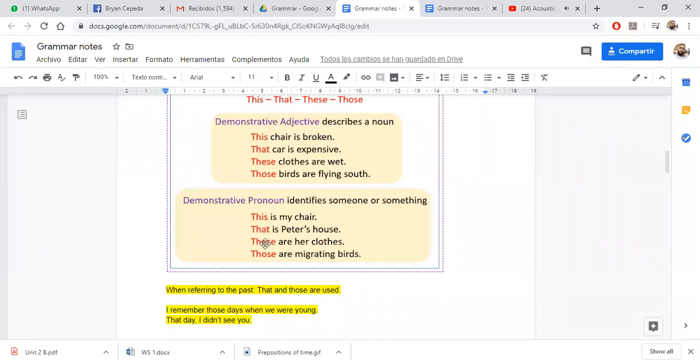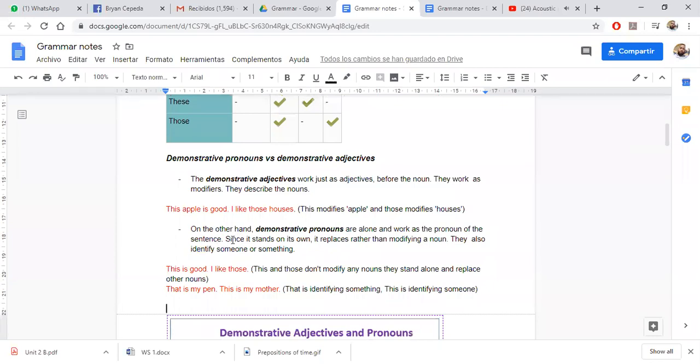So as you can see in here, we don't have a noun after that. So how do you identify it? Basically with that. If you don't have a noun after the demonstrative, then they are working as a pronoun. If you have a noun after the demonstrative, they are working as an adjective, okay?